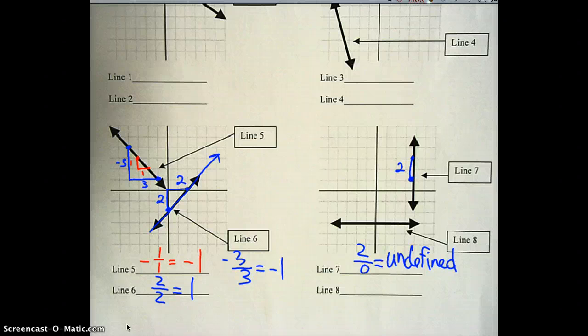This next one, though, is similar in that it has a 0. In this case, the run would be 2, but there is no rise. So my rise is 0 over my run of 2. This is defined. You can do 0 divided by any number, and you will always get 0. This has a slope of 0. These are important special ones to remember. So they look different than other lines, and they have different slopes than other lines as well. But the same process applies.